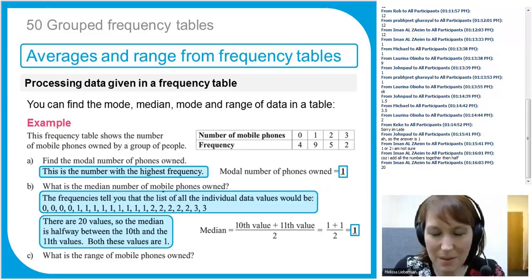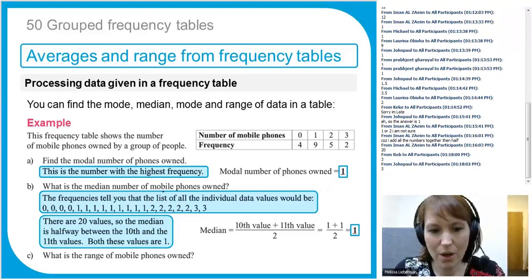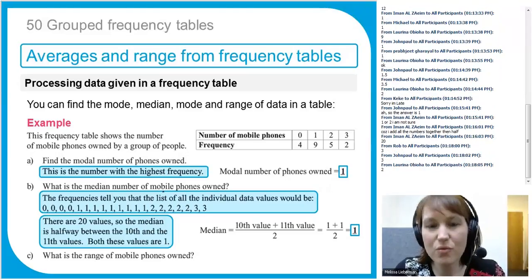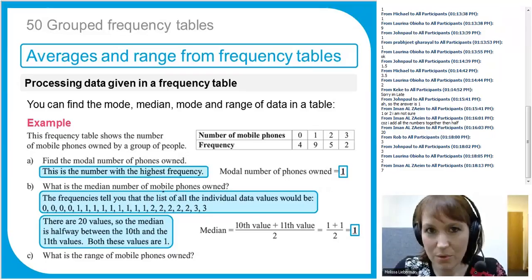This one you have to think about a little bit. Make sure you use the number of phones and not the frequencies. What is the range of mobile phones owned? Now remember, the range is not an average, it tells us how spread out the data items are. So to find the range, what we need to do is take the biggest number of phones owned and subtract the smallest number of phones owned, and that will tell us the range of those values.